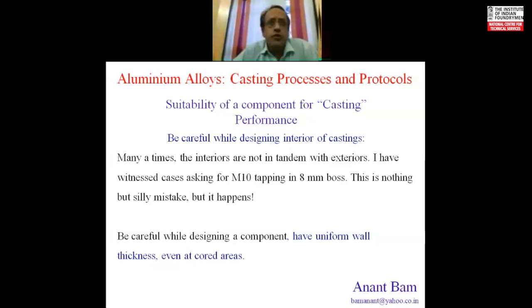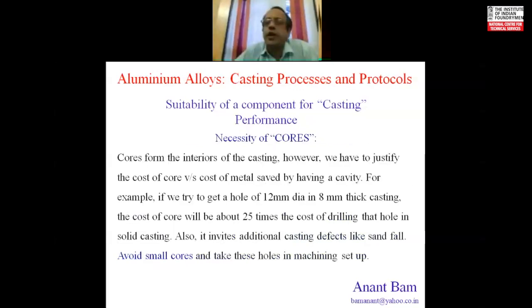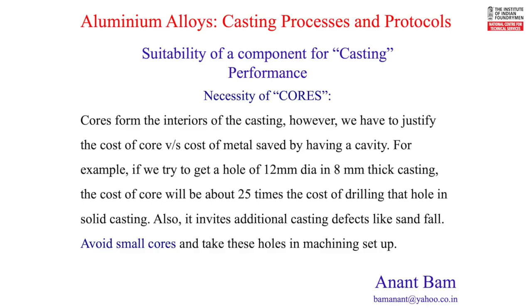Too small cores can be avoided. As a thumb rule, anything smaller than ½ inch can be avoided very easily. In case of aluminum castings, when we talk of permanent mold or die casting, then we can go as small as 4 mm or 5 mm cores using metallic pins or metallic inserts. But anything smaller than that for aluminum has to be avoided.